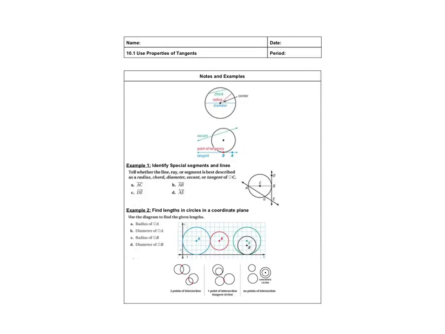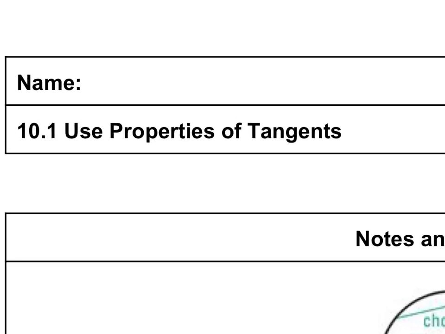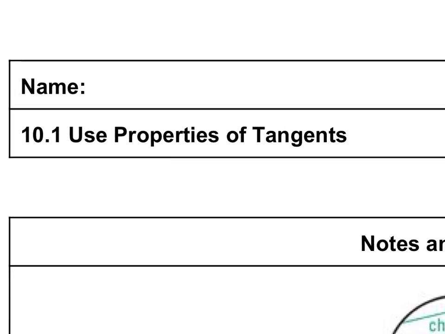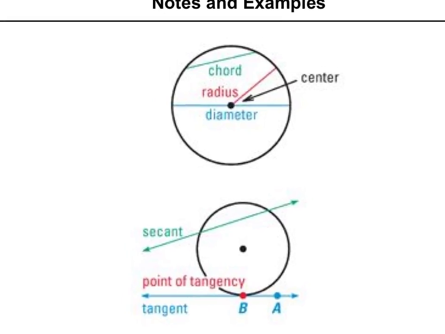Today we're starting chapter 10, which is all about circles. The very first thing we're going to talk about in circles is the property of tangents when it comes to circles. Completely different than tangents that we were talking about in triangles. Well, not completely different, just a different setting for them. But the very first thing we're going to talk about is all the different parts of a circle.